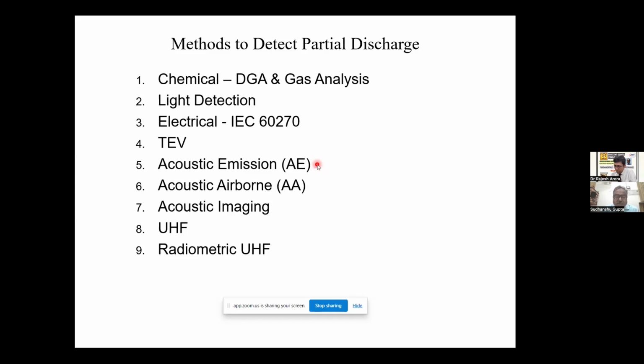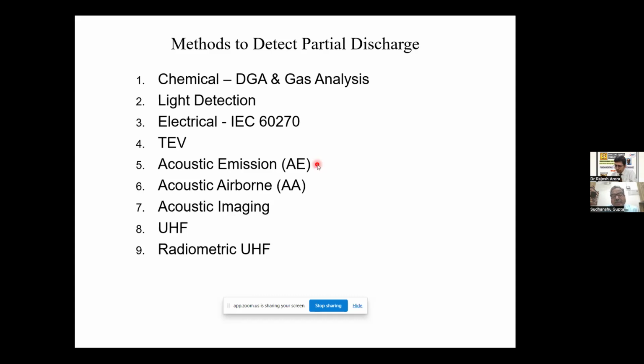Then comes ultra high frequency partial discharge detection. UHF nowadays has picked up the market because of its utility for GIS and transformers, especially for field application, because it's almost impossible to implement the IEC 60270 method in the field for transformers and GIS. That's the reason we are depending more and more on UHF technologies for identification and early detection of partial discharge defects. Then coming to radiometric UHF technology.